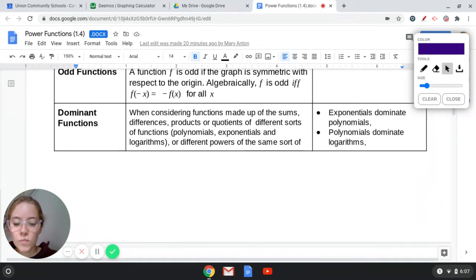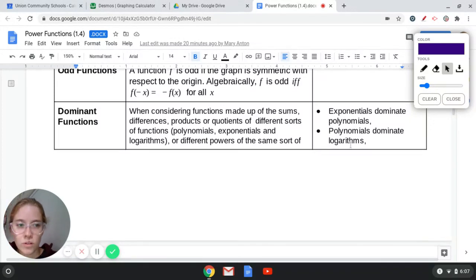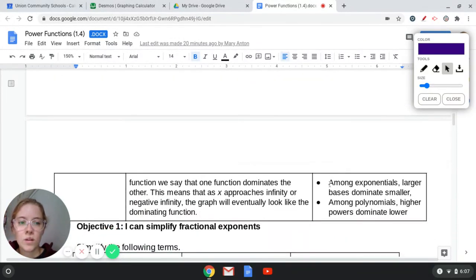So in other words, if you have a combination of functions, so say you have x times e to the x, the dominant function is what that function will end up looking like as you zoom out and out and out. And on the right-hand side, we have some general rules. So exponential functions will dominate polynomials. Polynomials will dominate logarithms. And then here are some other rules.